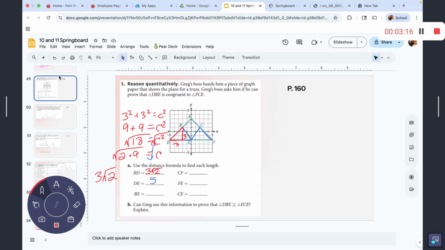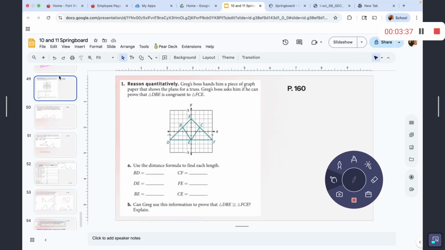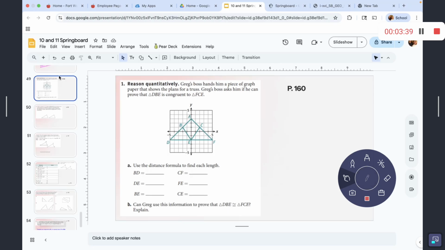Okay? So you're going to do the same thing to find this length over here. And then you're going to do it on the other side. So once you have those, I want you to think about if those were all the same distances or not. And it says, can Greg use this information to prove that these two triangles are congruent? Okay, so that is your job. I want you to pause the video and make sure you have an explanation. Remember, I'm taking a grade on this lesson that you're doing asynchronously.